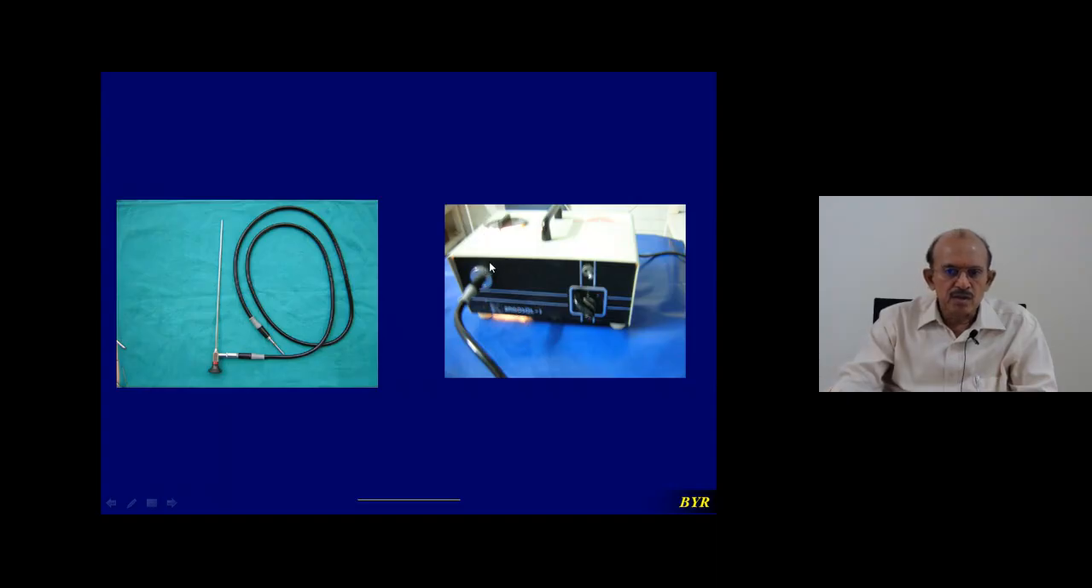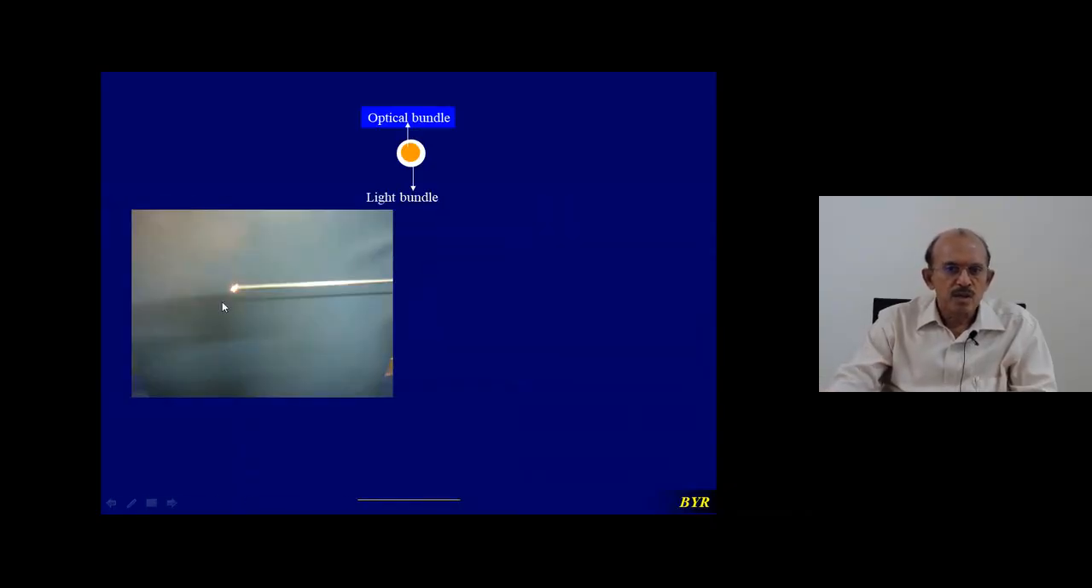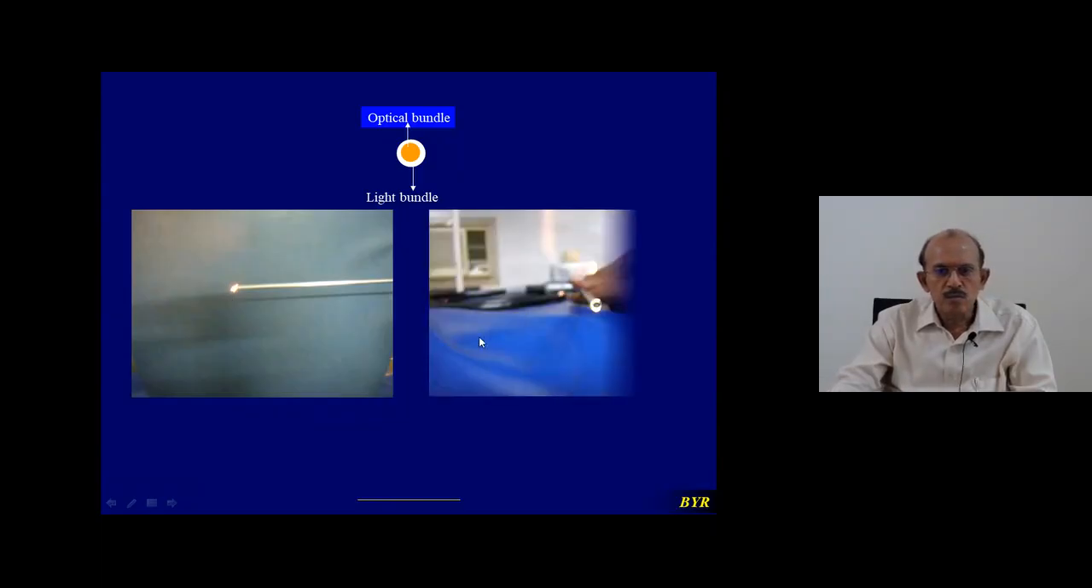So from this light source, light is emitted, and that light will pass through this light guide, through this cable, and comes through this cable, and here the light guide will be there. So with this light guide, that light will be transmitted up to this point. You can see the illuminated end of the telescope. You see the telescope is illuminated. You can see the light all around. Central part is dark. So the dark part is for the objective lens.